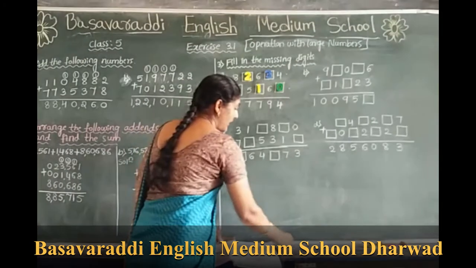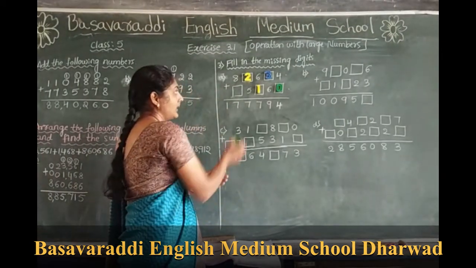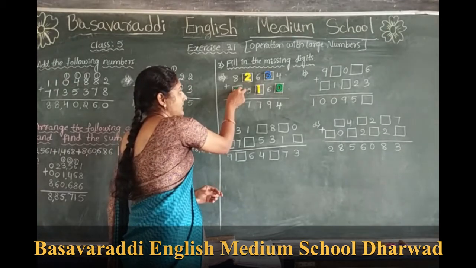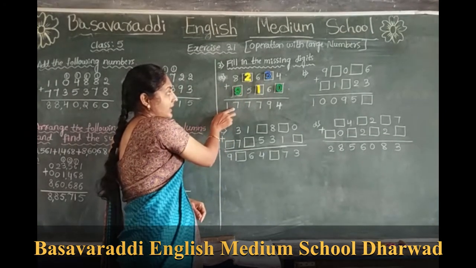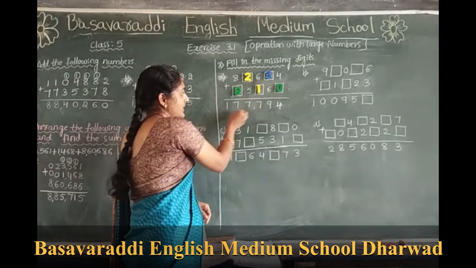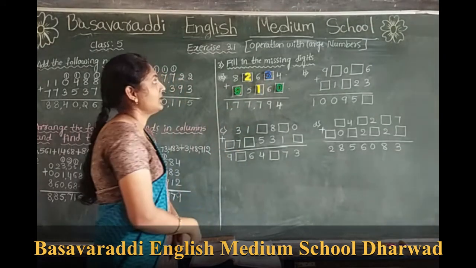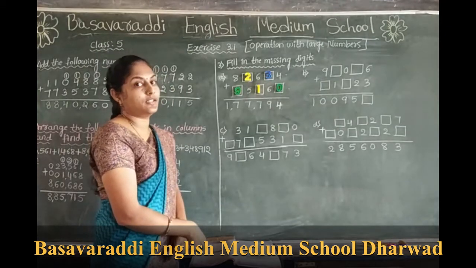Okay, in the second addend we have to add 9 to the 8. It means 8 plus 9 is 17. Yes. Then this is how we fill the missing digits in the given question.